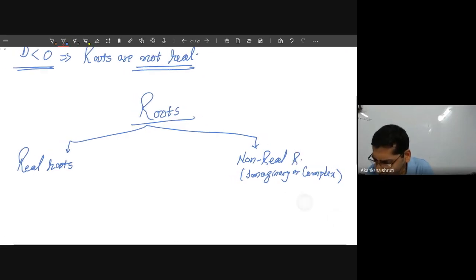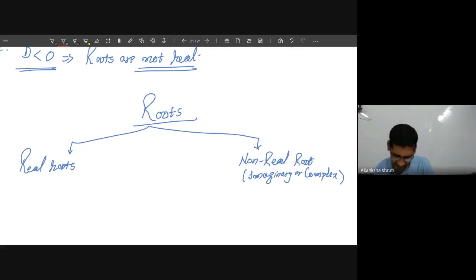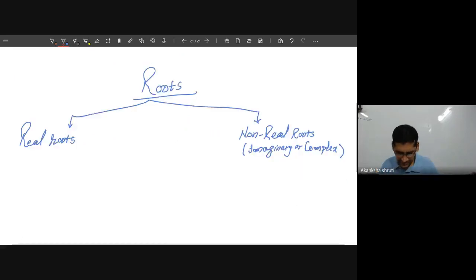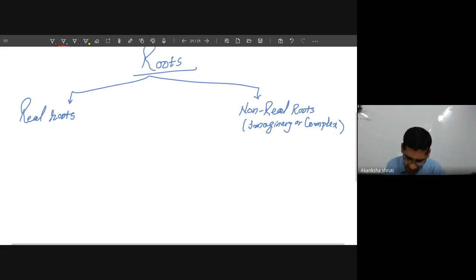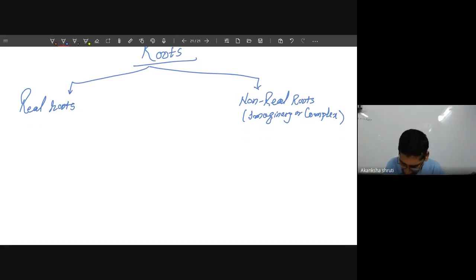So it could be real root or non-real root. Now, what is in real roots and what are in non-real roots? Those things. Now, for these real roots, keep some space here.